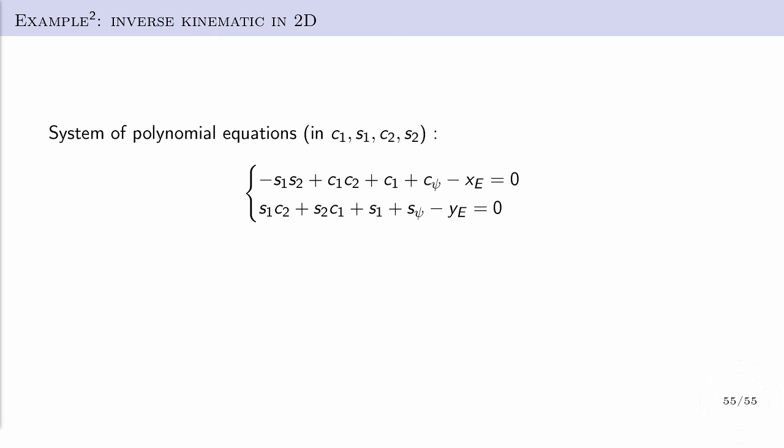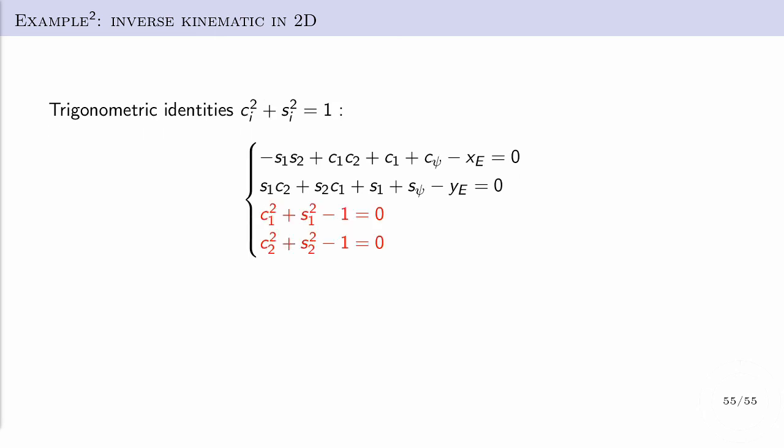However, the problem is that if we write it this way, we forget that these are expected to be sines and cosines of the angles we are looking for. So this is not good, because if the solution is, for example, that C1 is 10, then such a solution is useless, because we know that C1 must be cosine of phi 1. It cannot be 10. So what we need to do is append additional equations that ensure that these will be sine and cosine.